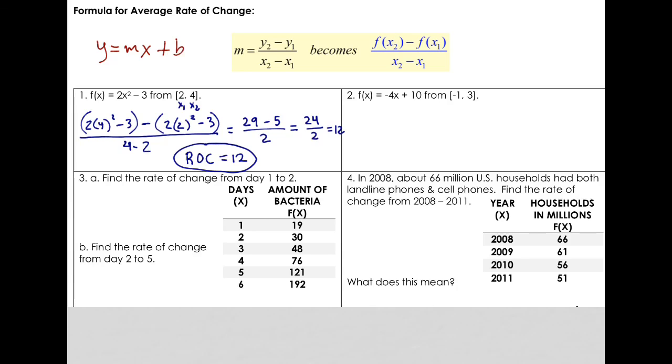Seems like a lot, but it's really not. Again, going on to number 2, we do the exact same thing. So let's set it up. We want to know the rate of change between -1 and 3.